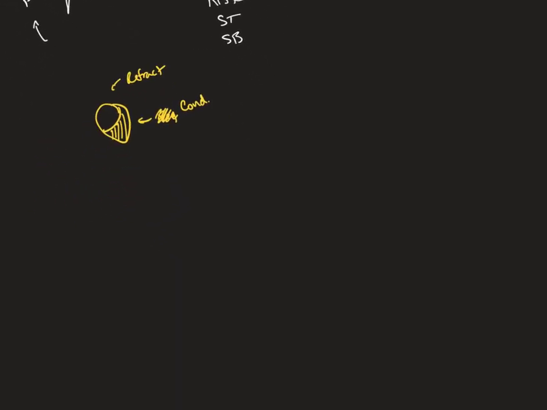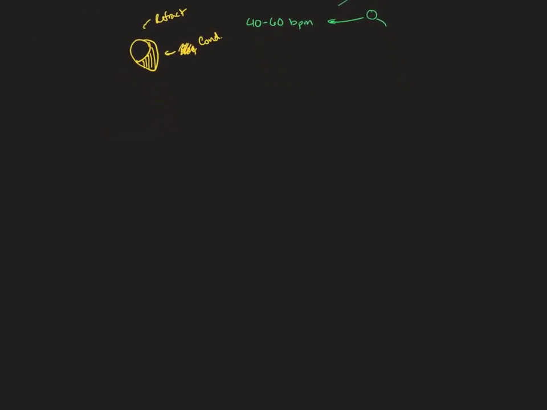So our AV node has an intrinsic rate. Also, it's one of the backups. And the AV node intrinsic rate is from 40 to 60 beats per minute. So if the SA node fails to do its job, or it's blocked for whatever reason up here, the AV node will pick up at 40 to 60 beats per minute. It's a little slow for some people.